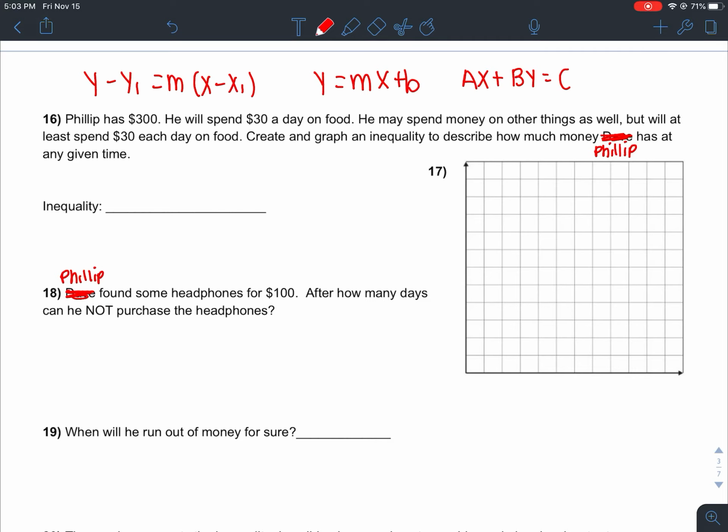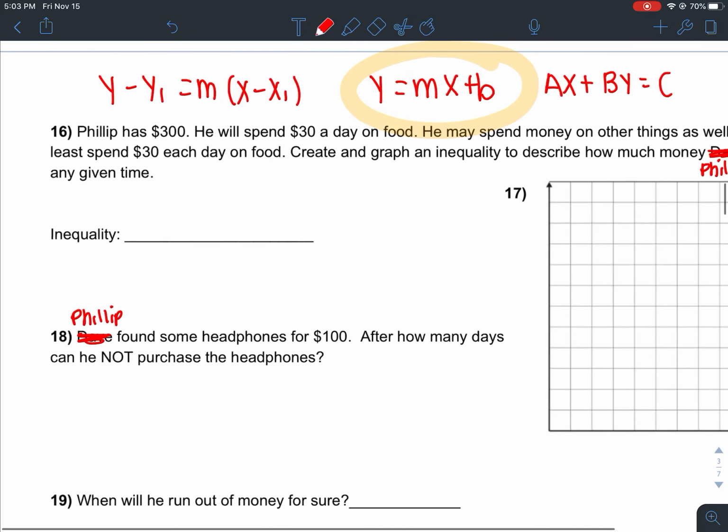Now we know Philip has $300, so he starts with $300. Well, usually the thing that we start with is also known as our y-intercept. So which of these forms gives us a y-intercept? This one. So if it's giving us a y-intercept, then we're going to want to set up our equation or inequality that way. I'm first going to set it up as an equation, even though they asked me for an inequality, because it's a little easier that way, and then we'll find the inequality after.